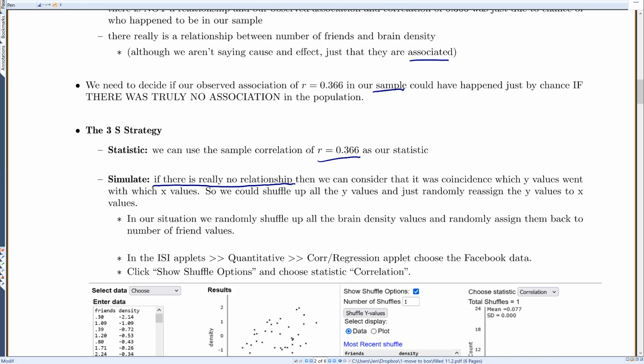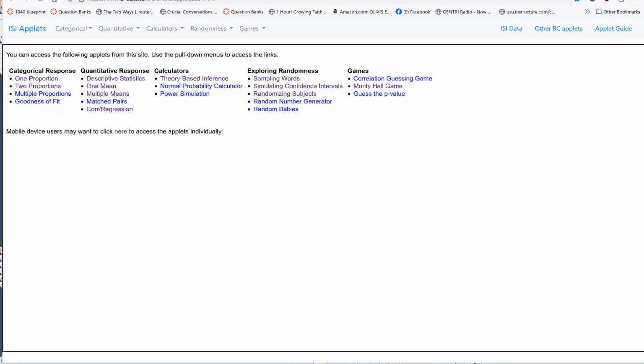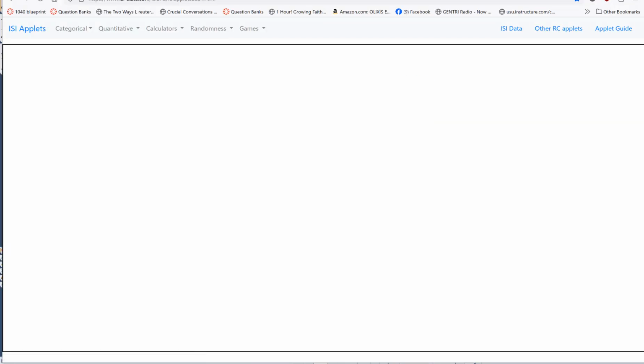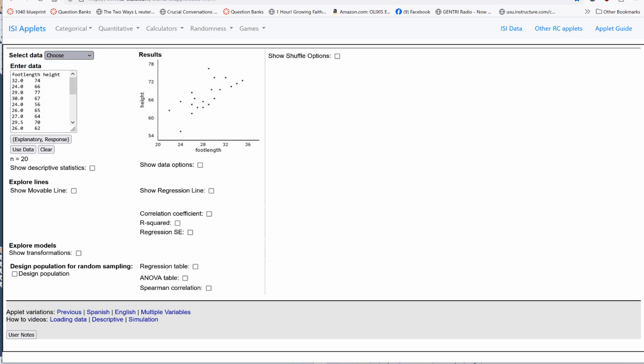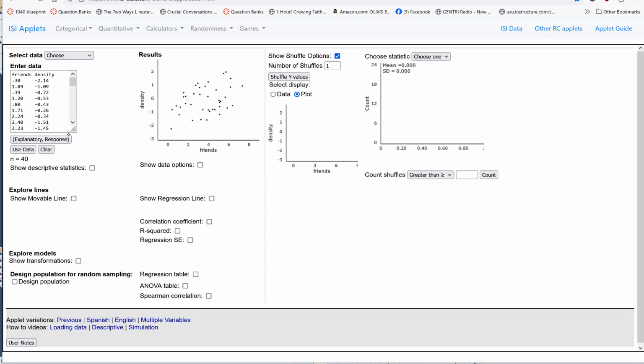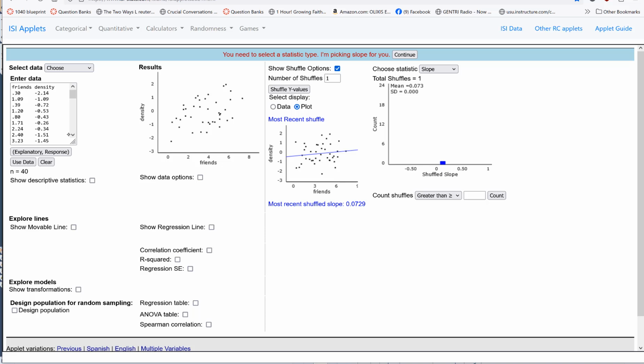To do this, we're going to go to our ISI applets. We're going to go to quantitative, then correlation regression. And we can select our data. Facebook is already built into it. Click use data. Now double check, do you have the right X and Y values? Otherwise you'll need to switch them. So we have friends on the X, density on the Y. That looks right. We're going to click shuffle options. Right now we just want one shuffle. We're going to shuffle the Y values.